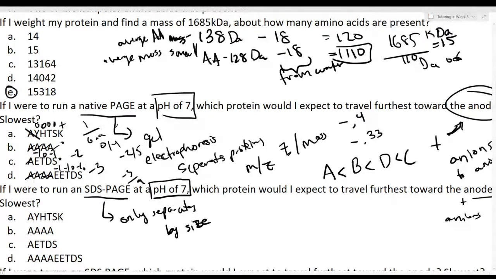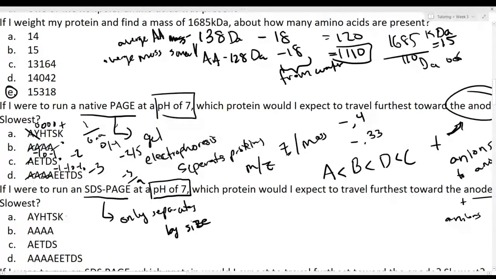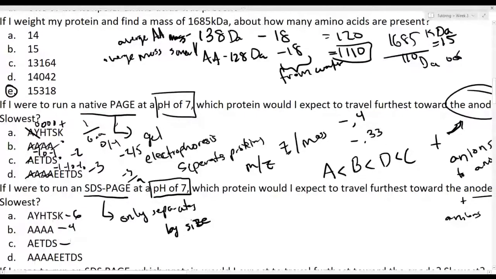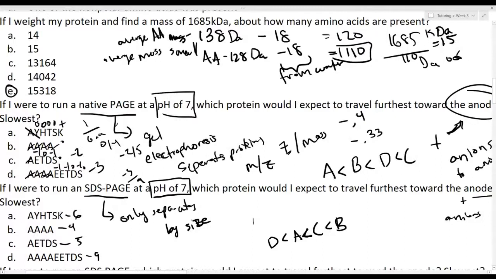Oh, got a question. When you're done, can you go over how you get the charge again on number 4? Absolutely, yes. On number 5, we have 6 amino acids, 4 amino acids, 5 amino acids, and 9 amino acids. So only going by size, D is the slowest, then A, then C, and then B. It's just because B is the smallest, so when it's given that uniform charge, it's the lightest, it's going to go the furthest. Is everyone okay with that?